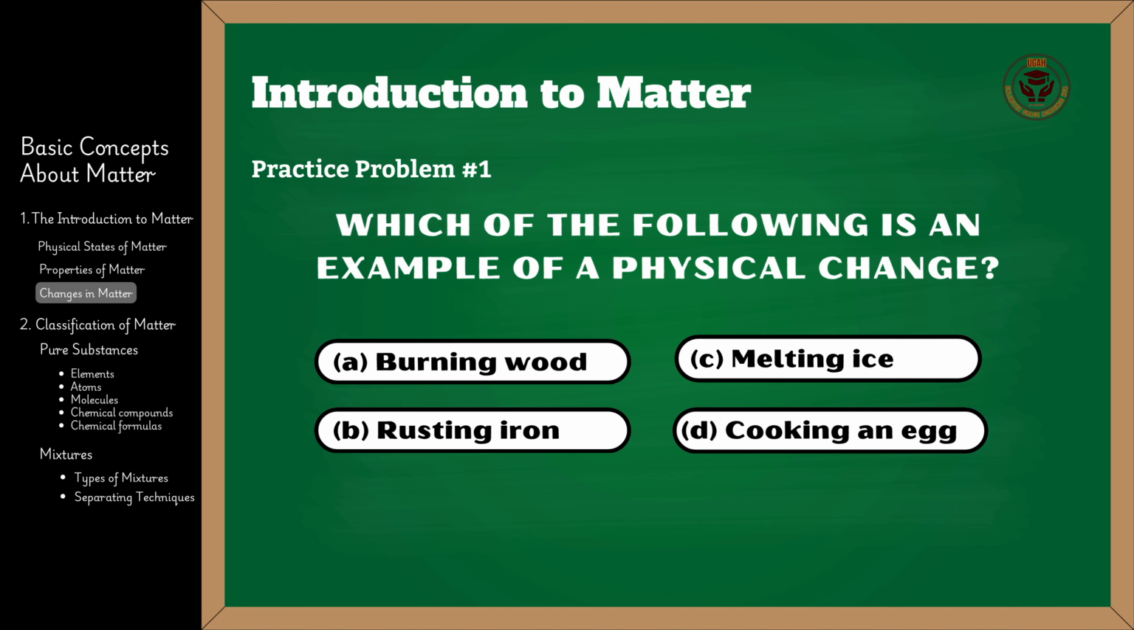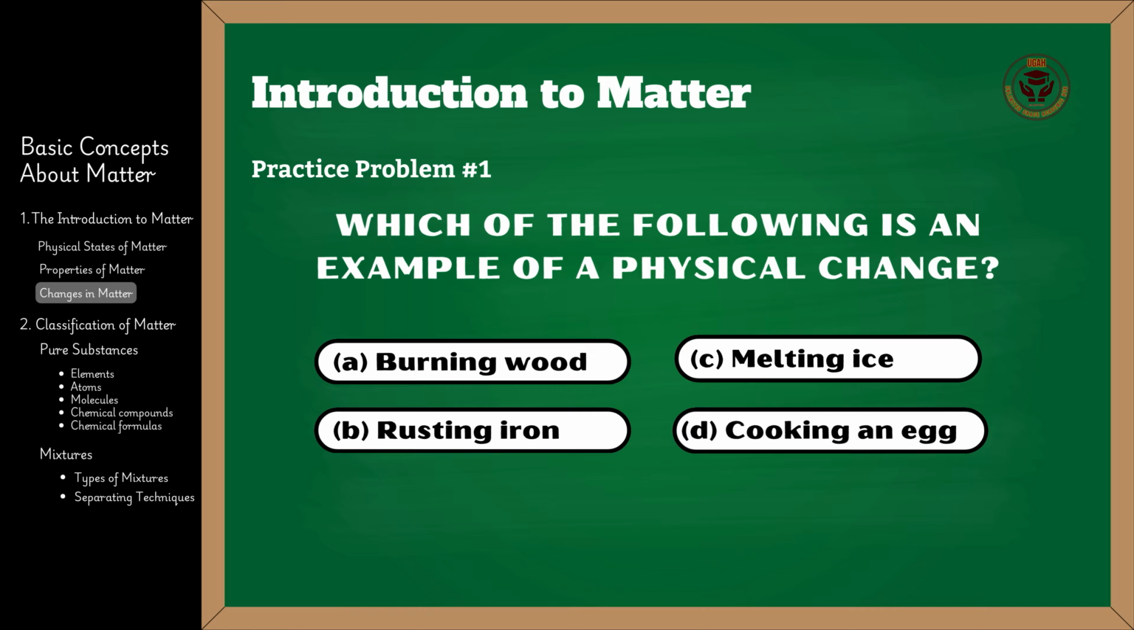Let us try these questions to test our knowledge about what we learned under physical and chemical changes. Question 1. Which of the following is an example of a physical change? A. Burning wood. B. Roasting iron. C. Melting ice. D. Cooking an egg.